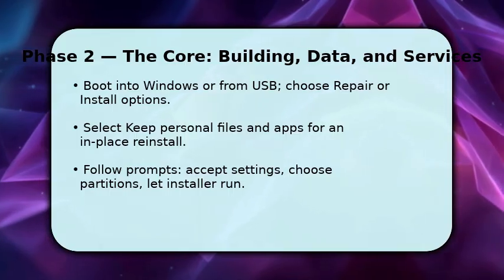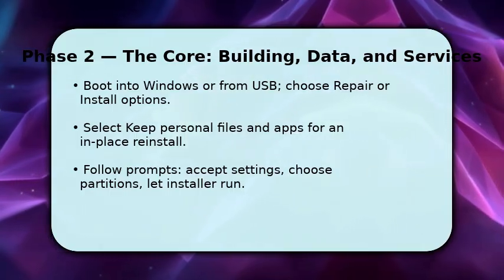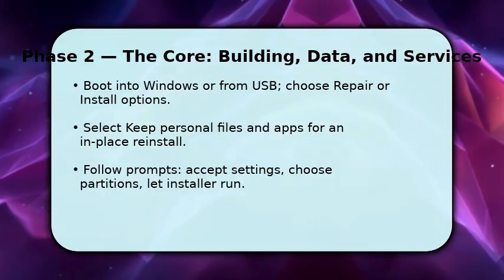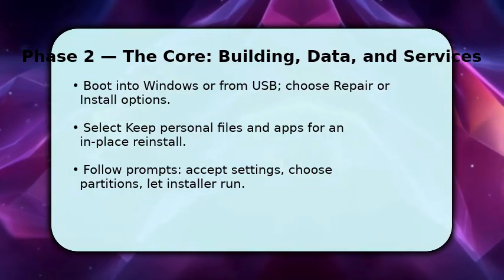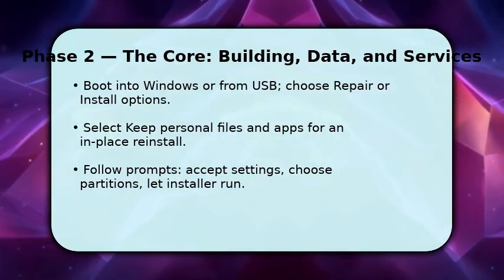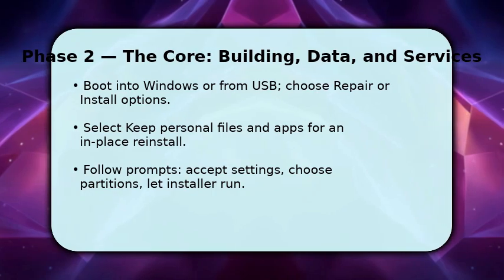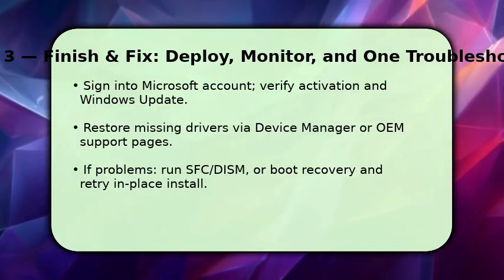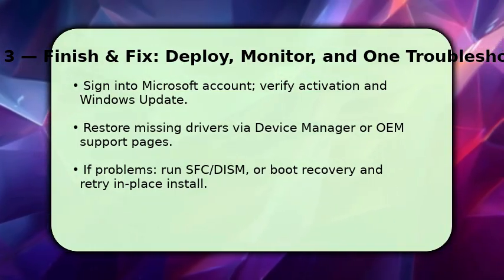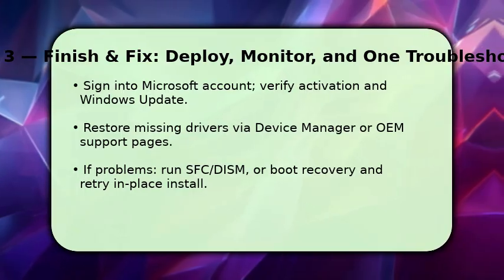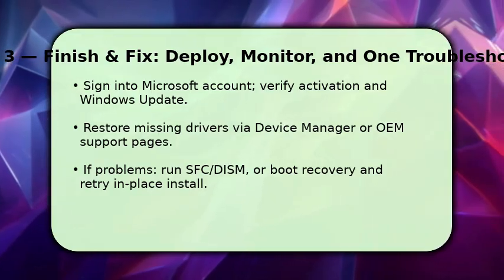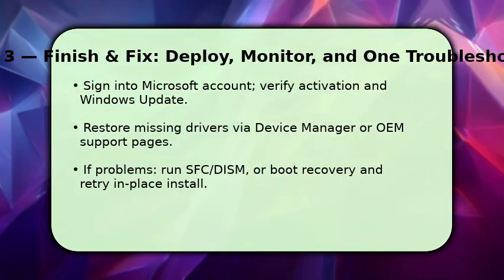Follow the prompts. Accept settings, choose the primary Windows partition, and let the installer copy files and restart multiple times. This preserves user profiles and most settings while replacing system files that were corrupted. Once installation completes, sign into your Microsoft account and check activation and Windows update so drivers and patches download. Verify common apps and documents, then update missing drivers through Device Manager or the PC Maker's support site.